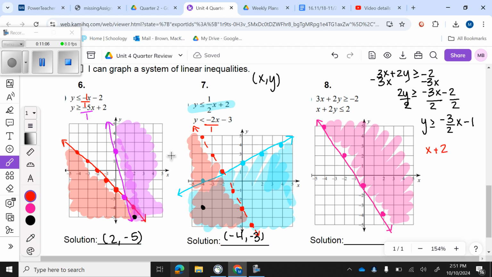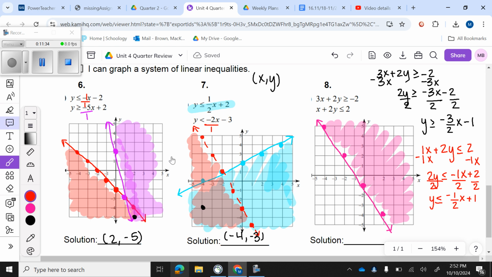I want that y by itself, so first thing I'm going to do, if you want to put a 1 in front of there, you can. I'm going to subtract 1x from both sides, and I'm going to have 2y is less than or equal to negative 1x plus 2. I still got to get this y by itself, so I'm going to divide everything by 2. This is when we're going to use our fraction button. So I'm going to have y is less than or equal to negative 1 over 2x plus 1.